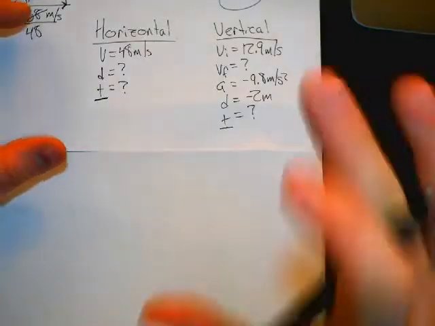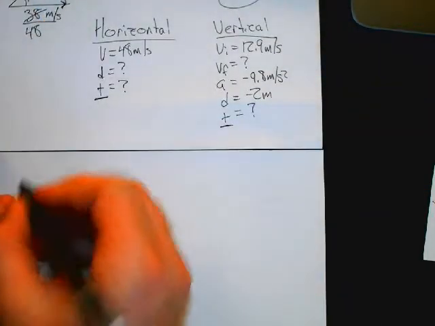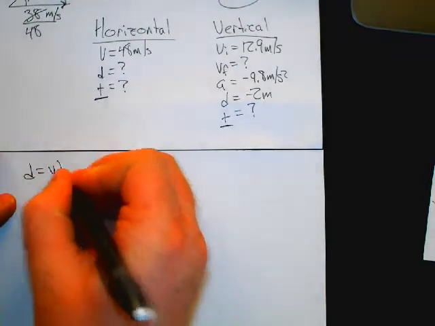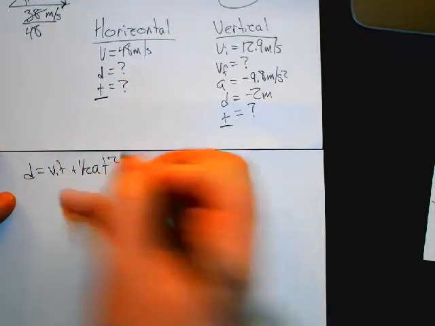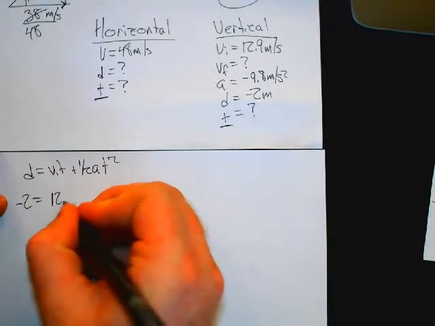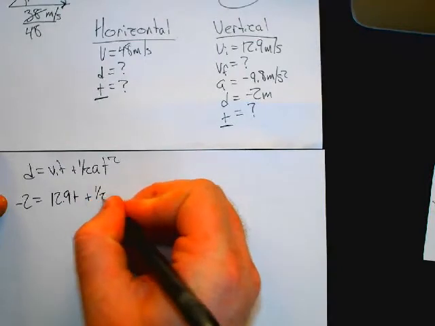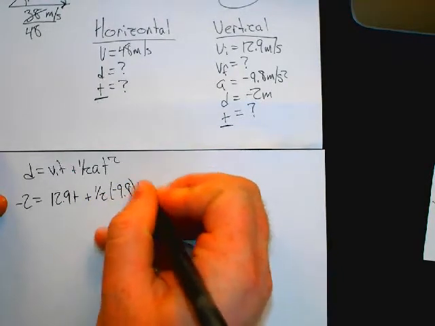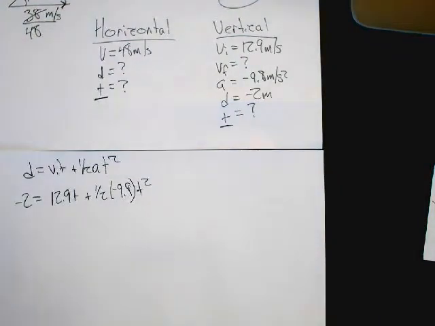Okay. In order to find time, many of you have probably already looked at it and said, well, D equals VIT plus 1/2 AT squared. Therefore I can fill this in and say negative 2 equals 12.9T plus 1/2 negative 9.8 T squared. How many of you got to this point and then went for the quadratic equation? Okay, that is one way to solve it. Your answer that gives you a positive time would be the right one. The answer that gives you a negative time would not be useful. Okay, that's one way to solve this.